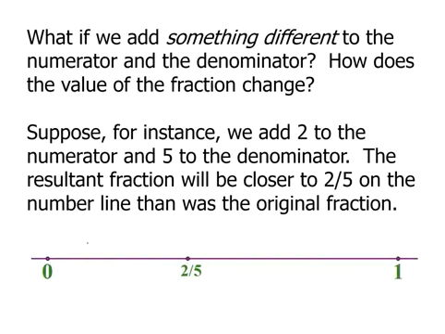So anything that starts out lower than 2/5 is going to get pulled up closer to 2/5, but anything that is larger than 2/5 is going to get pulled down closer to 2/5. Again, 2/5 now is the great attractor if we're adding 2 to the numerator and 5 to the denominator.